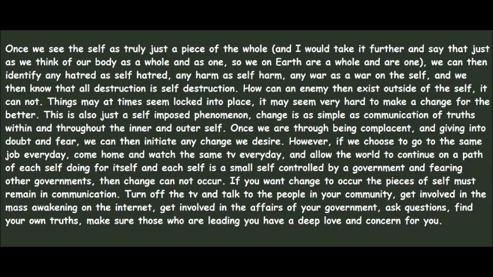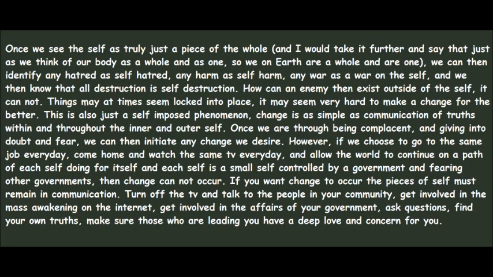It cannot. Things may at times seem locked into place. It may seem very hard to make a change for the better. This is also just a self-imposed phenomenon. Change is as simple as communication of truths within and throughout the inner and outer self. Once we are through being complacent and giving into doubt and fear, we can then initiate any change we desire.